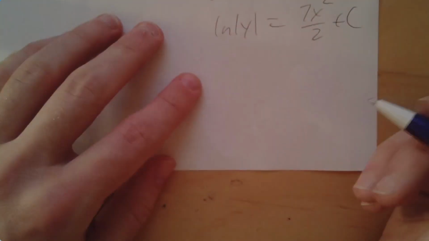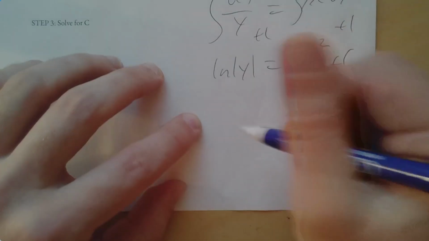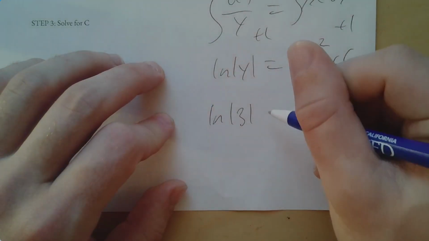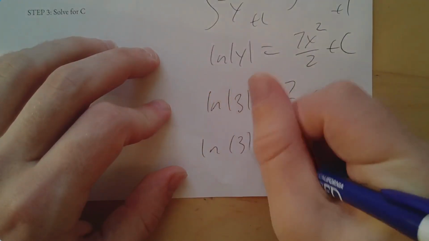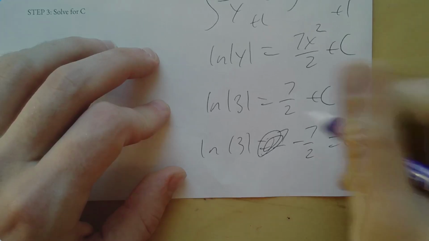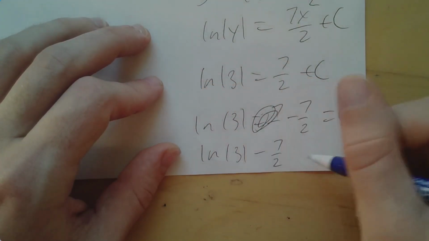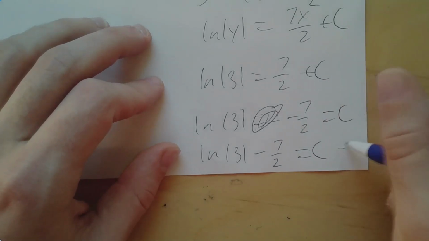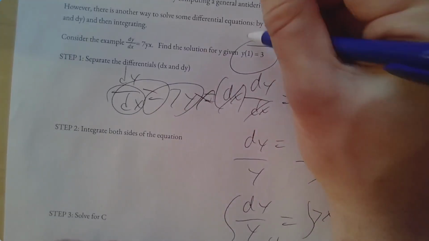To solve for c, you take your point, which is 1 and 3. Okay, I'll do that, but I don't like it. I made that point up. So ln 3 equals 7 over 2 plus c. So ln 3 minus 7 over 2 equals c. I just subtracted 7 over 2. Let me write that again: ln absolute value 3 minus 7 over 2 equals c. That's another point for doing that. So you plug in the x and y that you're given. This is your x, that's your y, and you plug that in to get c.